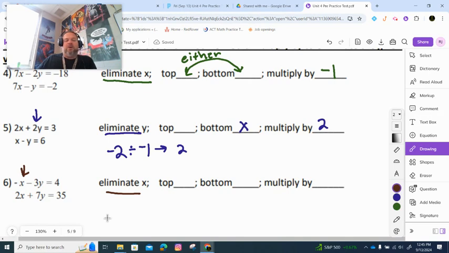Eliminate x. We have a negative x on top, positive 2x on bottom. This one we're going to use the top, multiply by 2 again. It just so happens that there's a lot of 2's at my disposal. I will try to make sure that doesn't happen again. Because I know somebody will say, is it always going to be multiplied by 2?